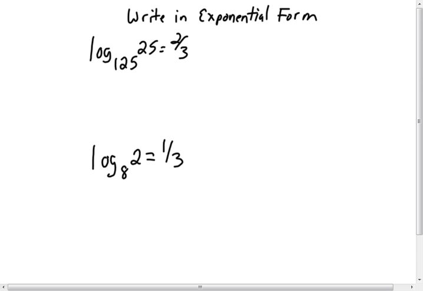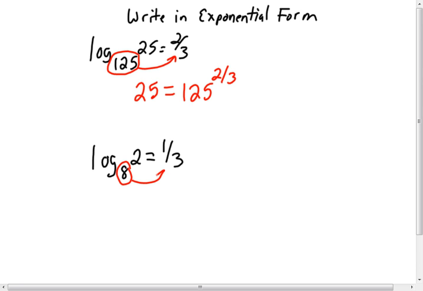To solve and write in exponential form, we need to take 125, which is our base, and put it over here with the 2/3, 2/3 being our exponent. So to rewrite this, 25 is equal to 125 to the 2/3. And if you put 125 to the 2/3 in your calculator, you should come up with 25. Same for the second one, log base 8 of 2 equals 1/3. Move the base 8 over to the right, so the answer would be 2 equals 8 to the 1/3. So the cube root of 8 is in fact 2.